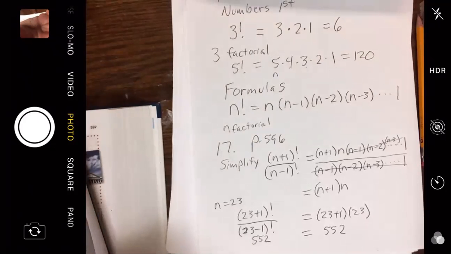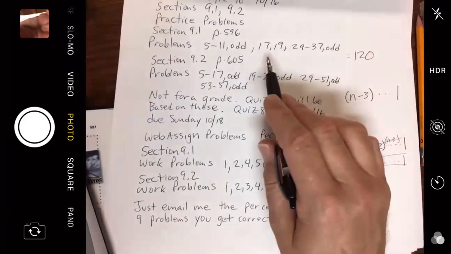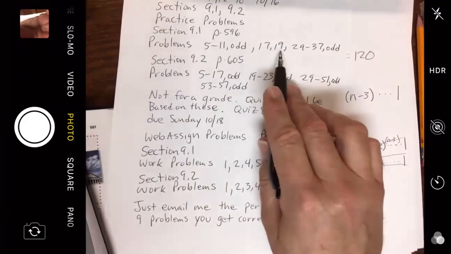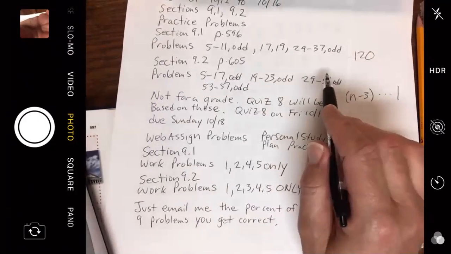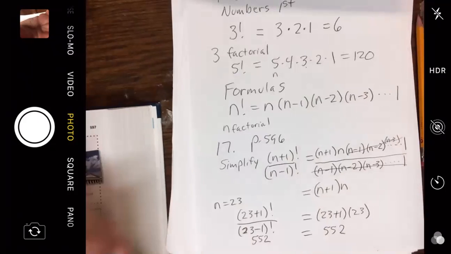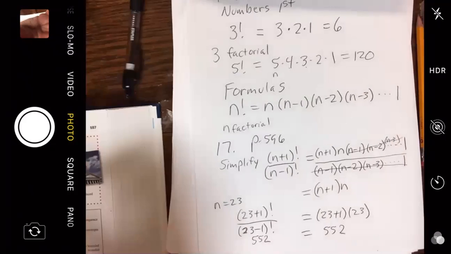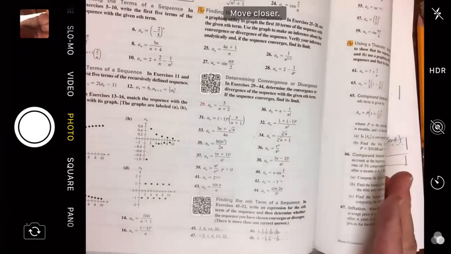Okay, so further down the page, I think I jumped to 29. If I look at the assignments for this week, well, I did 17 and 19. Okay, I just did 17 out of 19. And then I jumped to 29 to 43, actually to 37. So do you want to see an example of those? Yeah, sure. Why not? Okay.